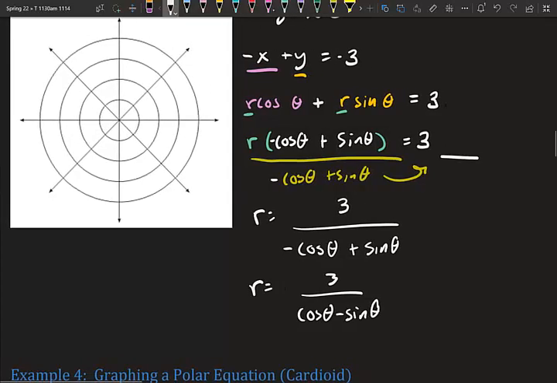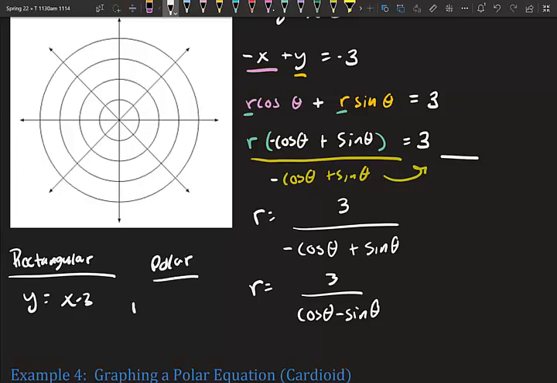So our rectangular is what was given. It's y equals x minus 3. Our polar is actually what we just found. It's r equals 3 over cosine theta minus sine theta. Alright, now we're going to graph it.